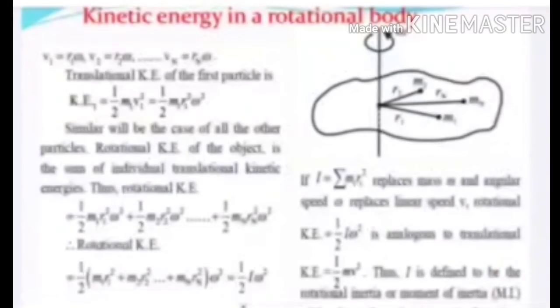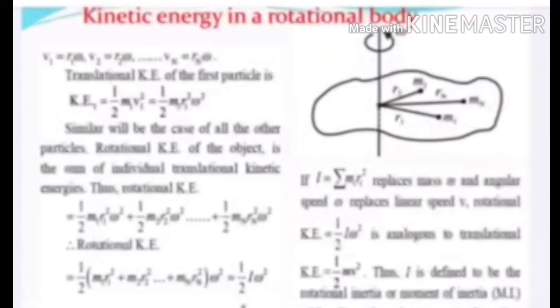Hello student, today we are learning the kinetic energy in a rotational body. It carries 2 marks. Let us consider a rigid body. The rigid body is rotating with the angular velocity omega about an axis perpendicular to the plane of paper.